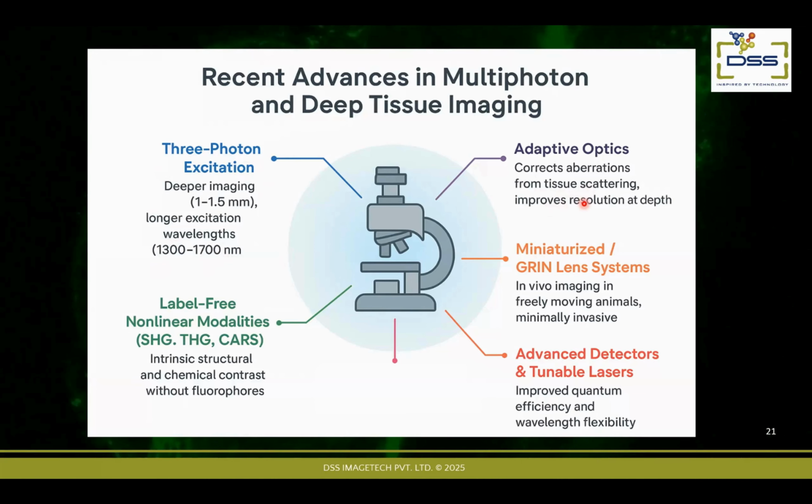Then we have adaptive optics. This is, for example, an enhancement to existing multiphoton microscopy. Here, adaptive optics compensate for distortions in the light wavefront that are caused by the different refractive indices of the different compartments in the tissue. By using specialized mirrors and optics and spatial light modulators, we can correct for those aberrations, and this improves resolution and signal quality when doing deep tissue imaging.